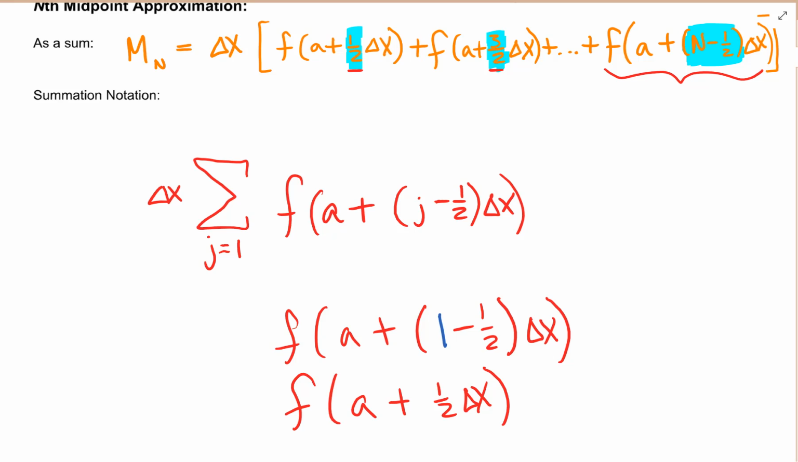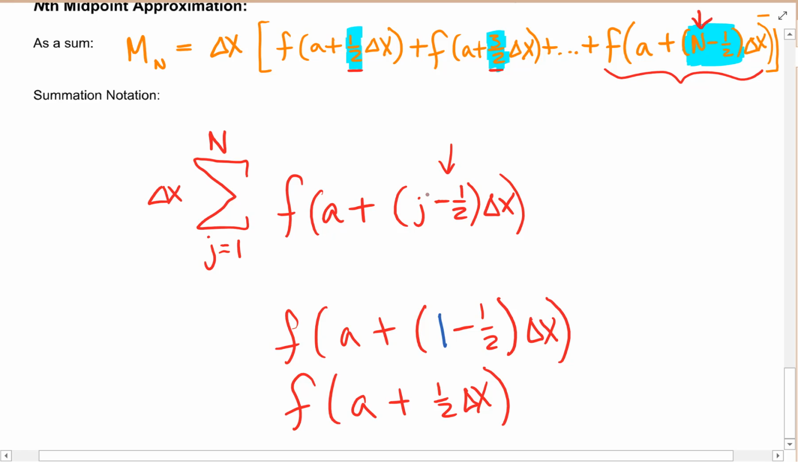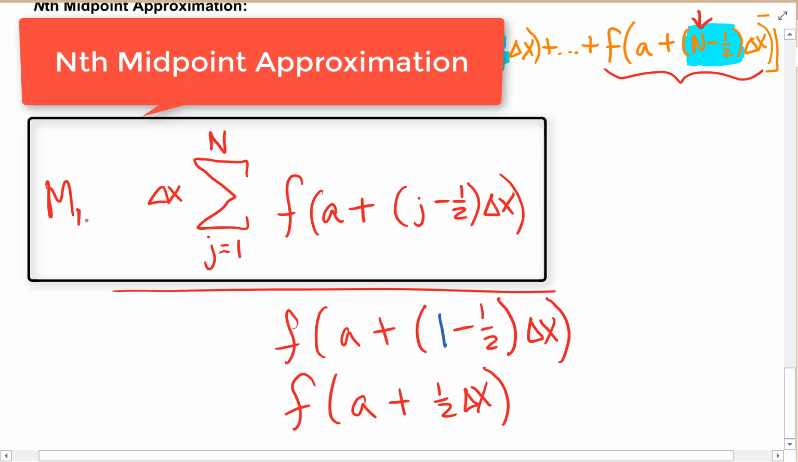But what would my ending value be? Well, the ending value is the number of subintervals that you have created. The ending value does not need to be n minus 1/2, because the minus 1/2 is taken into account in our general term. So here is the summation notation for our midpoint.